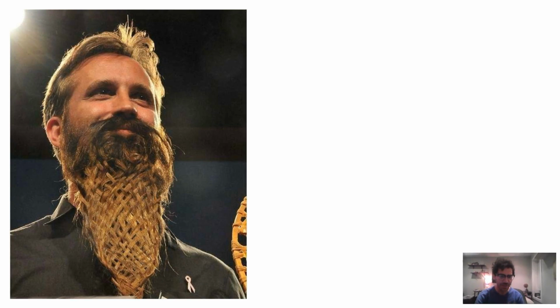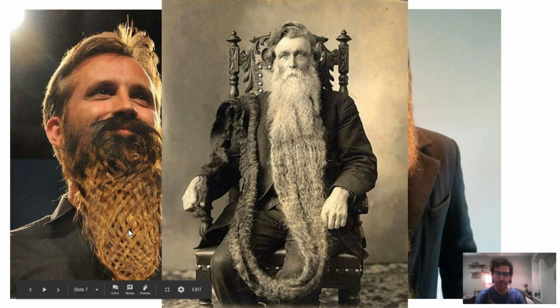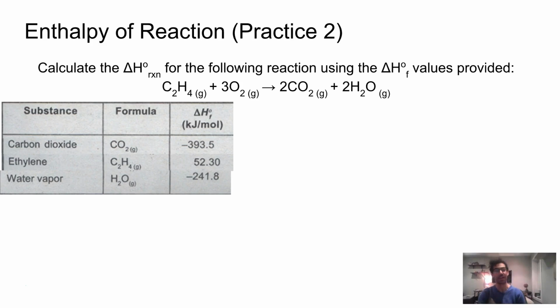Nice. Oh, what's this slide? We got a braided beard. And we got another braided beard. An old man with a beard. Can you see what I see? Zoom in. No, zoom in more. See that? What is that? What a face? Oh my god.